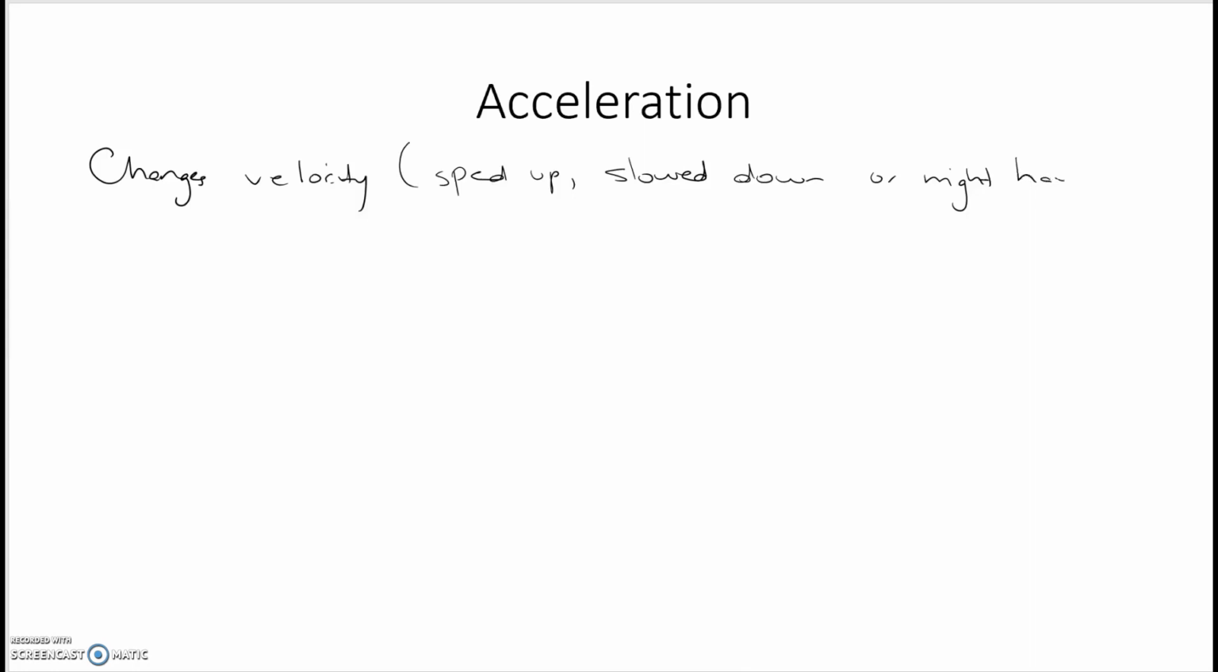Acceleration is when an object changes velocity. So it might have sped up, it might have slowed down, or it might have changed direction. All of these will have an effect on its acceleration. We'd say then that the object has accelerated.